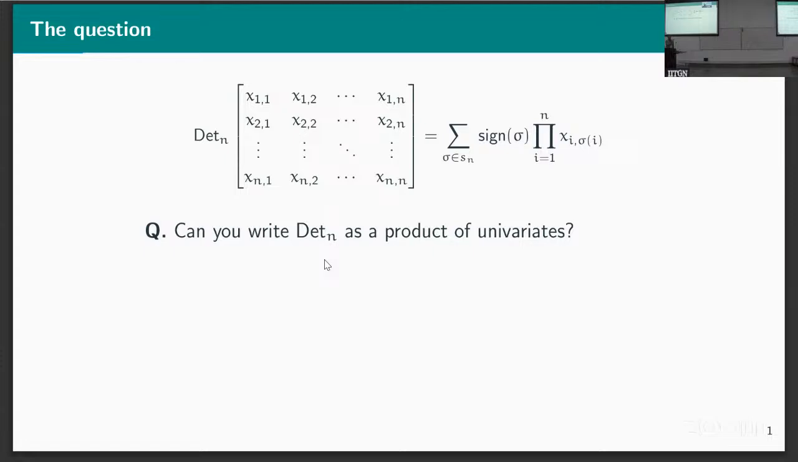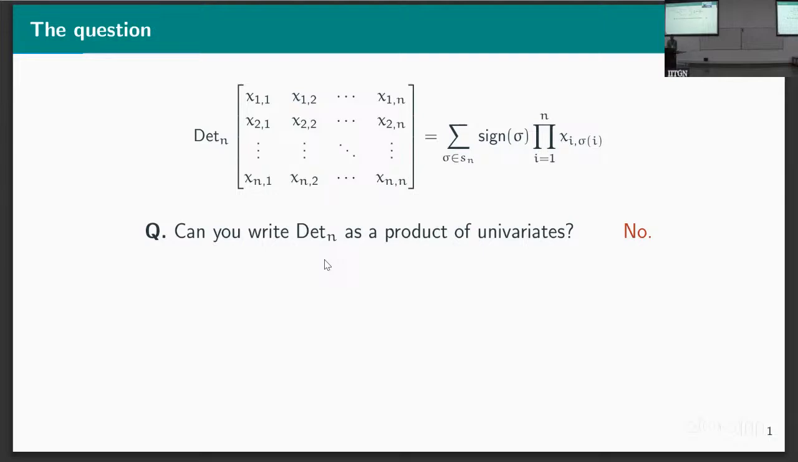So here is the determinant. You all know this polynomial. For any n, you can take n squared fresh variables, put them in a matrix, and take the determinant. This is the determinant polynomial. We'll call it det n. If I ask you whether you can write it as a product of univariates, what would you say? Okay, forget univariates. Can I write it as a product of any two non-trivial polynomials? You can't, right? It's an irreducible polynomial, so you can't write it.